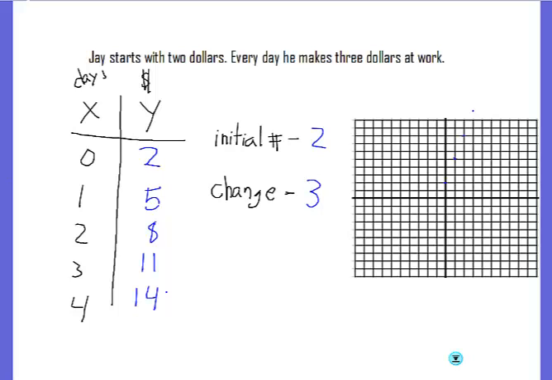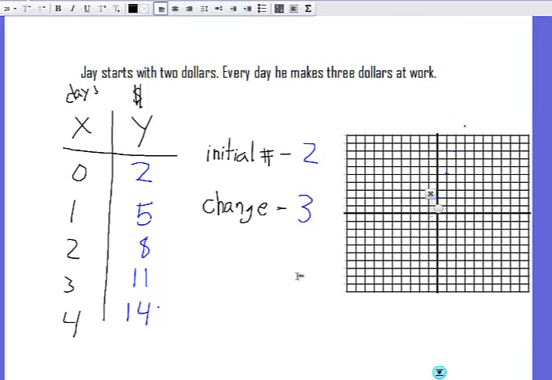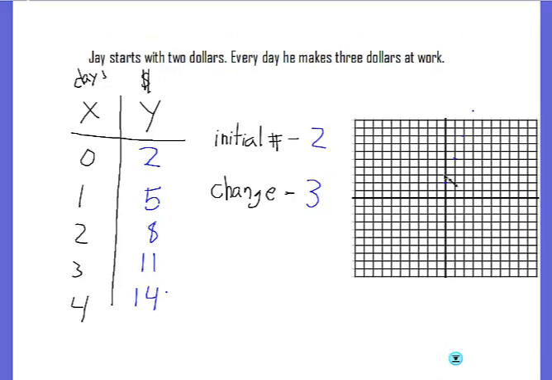So what I'm going to do here is I'm just going to plot our line. All right, so we're going to plot our line. Like that. Okay, and there's our line plotted to match this table.